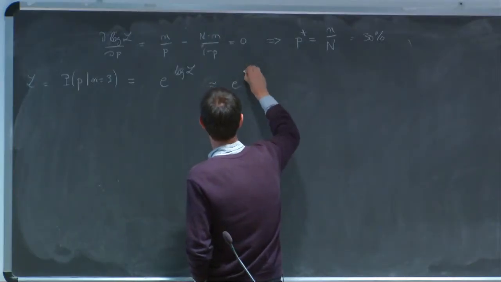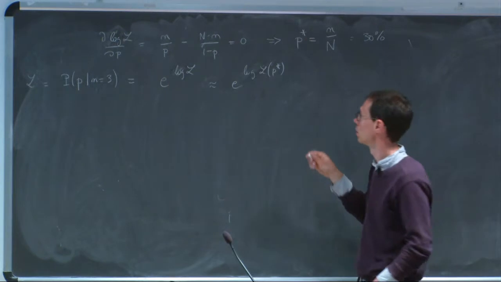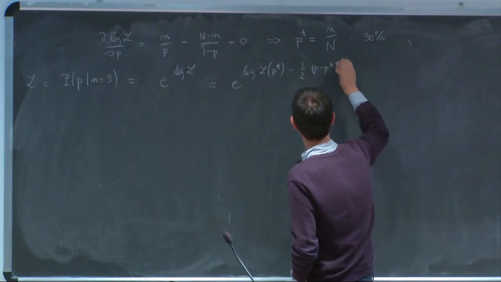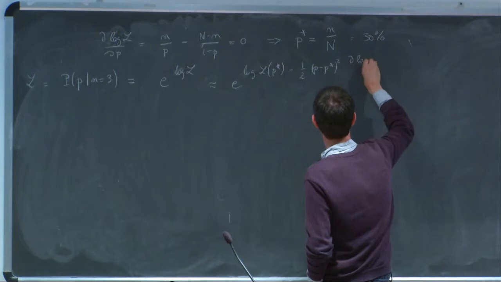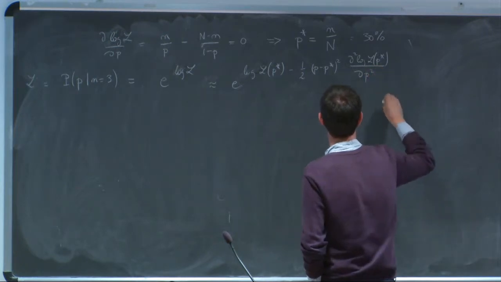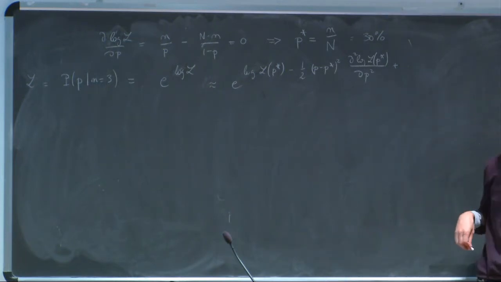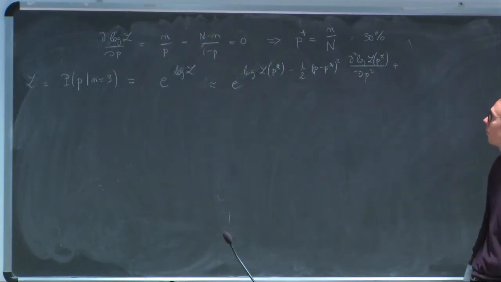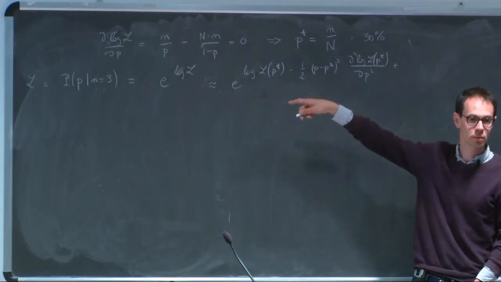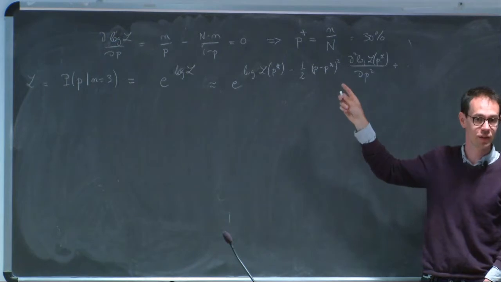What I say is that this is approximately equal to the value at the maximum minus 1/2. I'm doing an expansion of this thing. So do you know why there's no first order term? Checking if you're following. I'm doing a Taylor expansion here, right? Why is there no first order term?